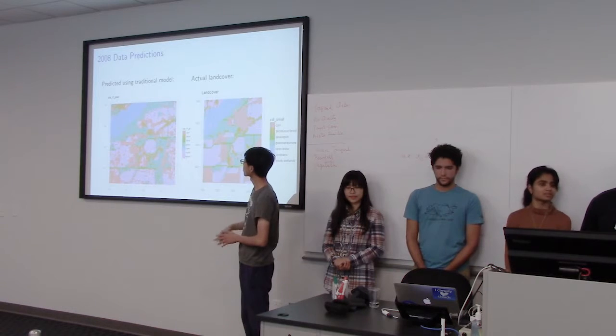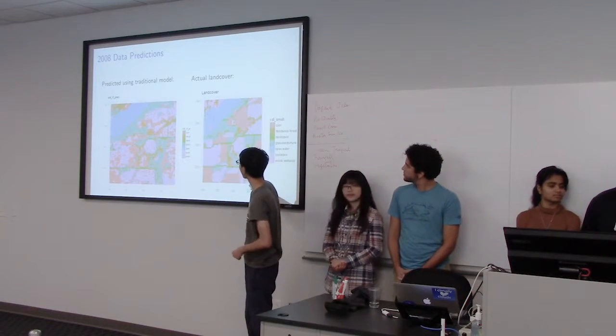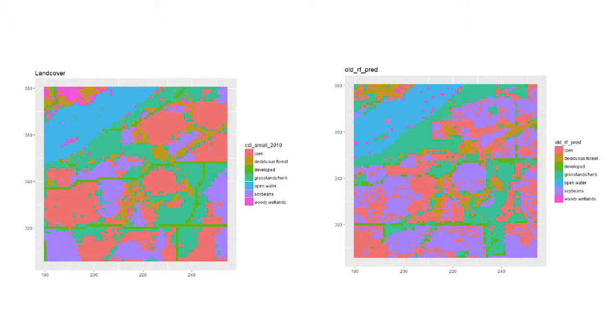Now we are using the 2008 data to train, and this is the original land cover data that's collected manually. But using the remote sensing data, we get this result as predicted, and we can see there are some misclassifications, but we can see the overall result is quite okay.